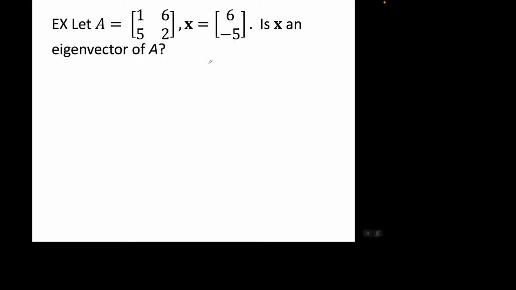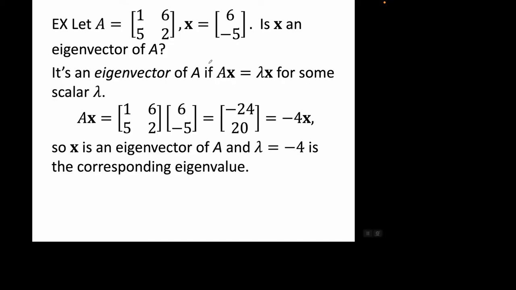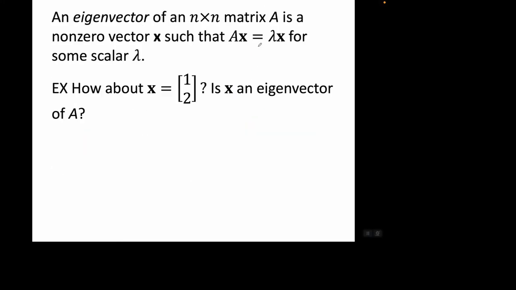We need to see an example. Let A equal [1, 6; 5, 2], x equals (6, -5). Is x an eigenvector of A? It's an eigenvector of A if Ax equals lambda x for some scalar lambda. Let's calculate it. Here's Ax. Multiply it out, you get (-24, 20). Notice, that is a multiple of x. It's negative 4 times our vector x. It's negative 4 times (6, -5). So x is an eigenvector of A, and lambda equals negative 4 is the corresponding eigenvalue.